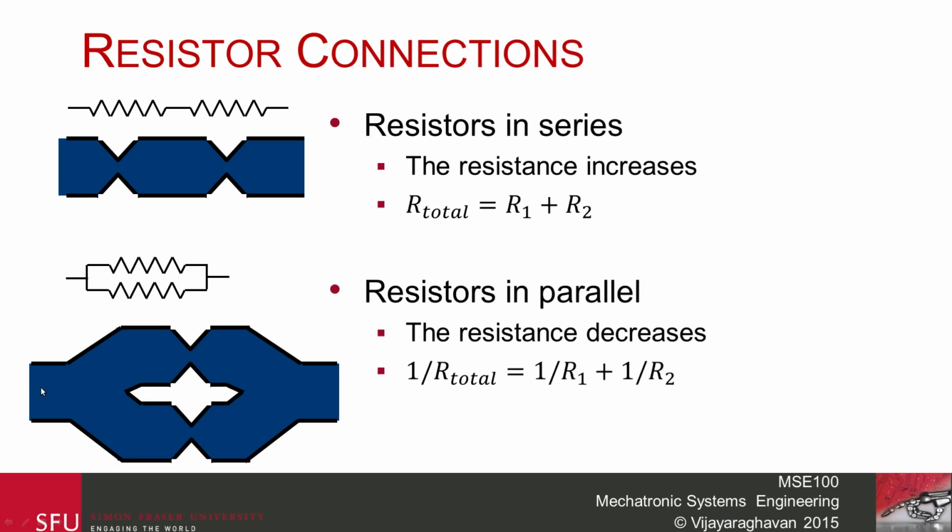Since the water flow has two parallel paths to go through, the overall resistance it will encounter actually decreases, because if there is more resistance here, a lot more of the flow can go here, and if there's more resistance over here, a lot more of the flow can go to the other side.